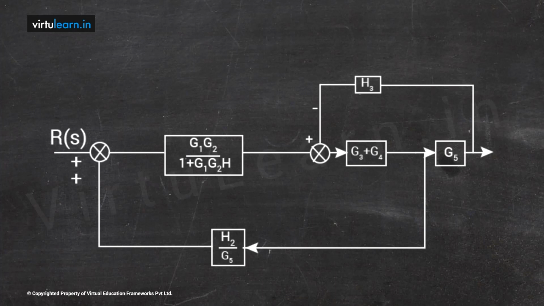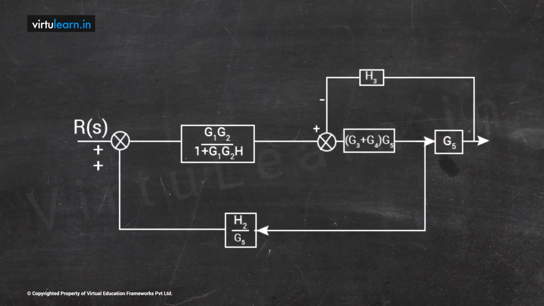On the other side, I have a takeoff point before G5. Now I want to move the takeoff point after G5. When you move the takeoff point after G5, then for this particular takeoff point you will get H2 by G5, because we introduce 1 by G5. So that becomes H2 by G5. The remaining blocks are as it is. So we already got this block as G1 G2 by 1 plus G1 G2 H1, and this block is G3 plus G4, and again I have cascaded G5. I can simplify that into G3 plus G4 into G5, and I have one feedback like this.